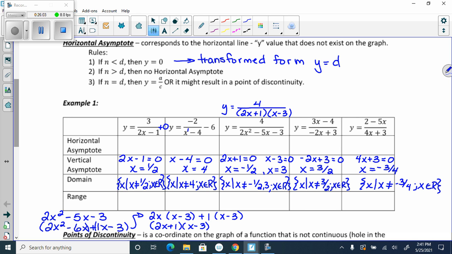Remember, if they're the same, it's smaller degree? Smaller degree, yeah. So if the numerator is the power of 1 and the denominator is the power of 2, it'll be 0. Okay. Now here, n equals d.